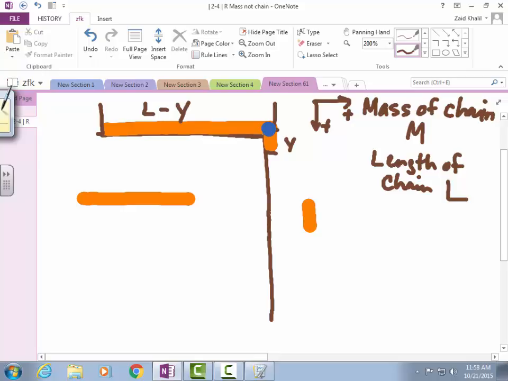So I should probably call one M1 and one M2, right? Maybe I'll call this one M1 and call this one M2. What are the forces acting on M1? Gravity and tension. And where is this acting? It's acting at the top. Do I need to? I did it at a point. What about here?